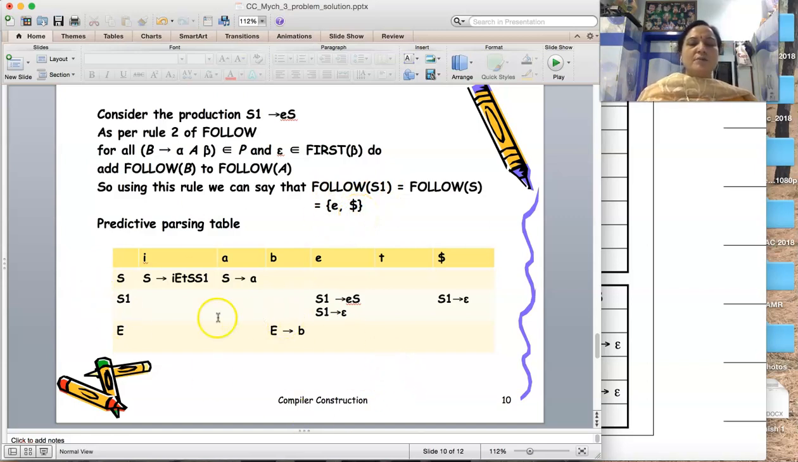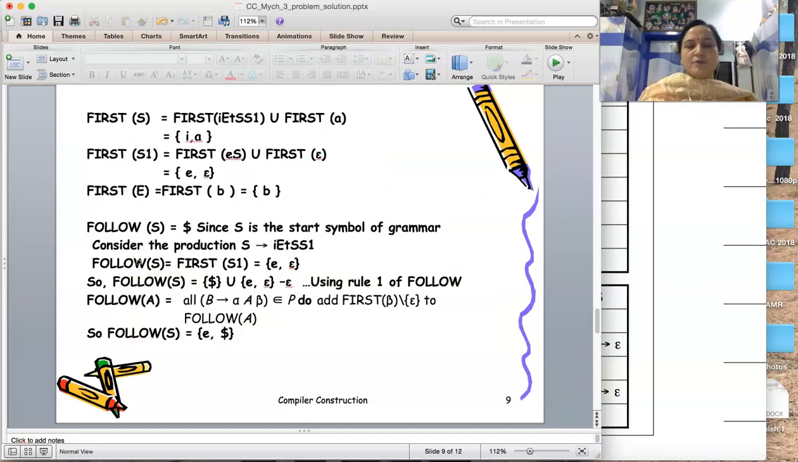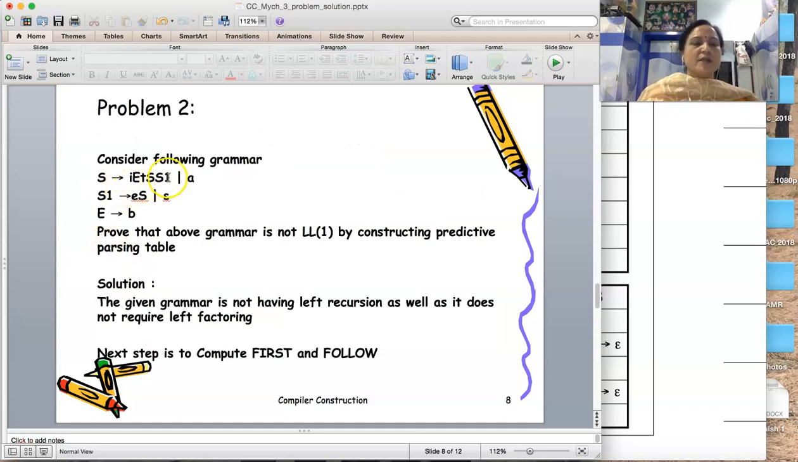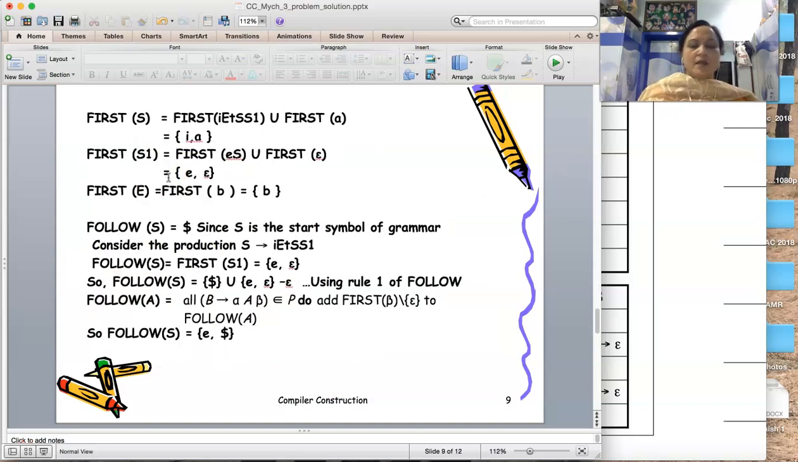Now to construct the parsing table, the number of rows equals the number of non-terminals: S1, S and E. The number of columns equals the terminal symbols of the grammar: i, a, b, e, t, and dollar. Now for S and i, see the production of S. What are the productions of S? S tends to iEtSS1 or a.